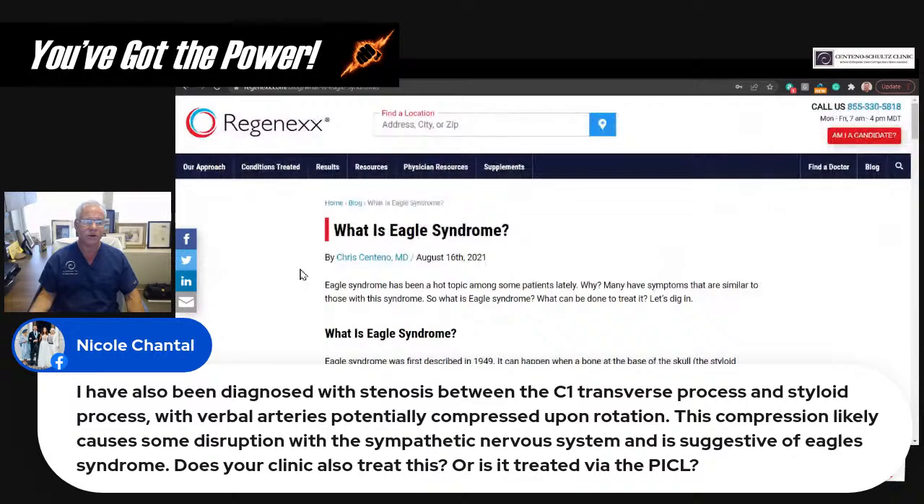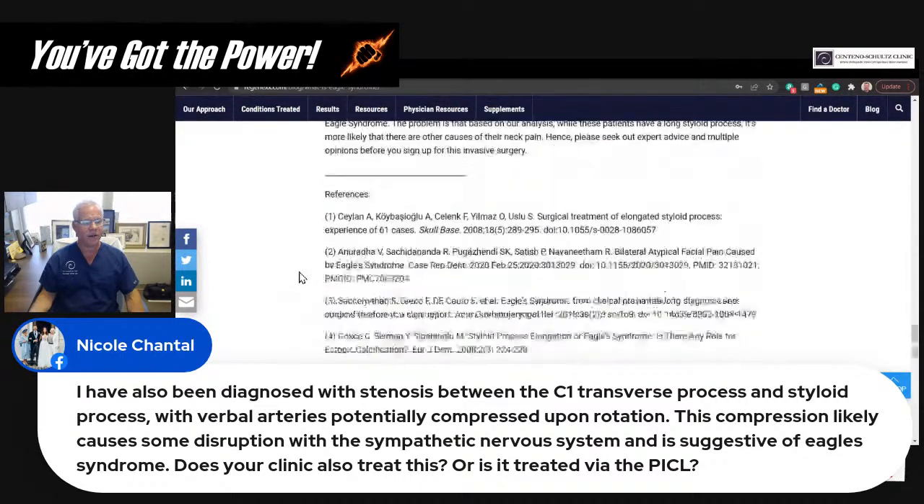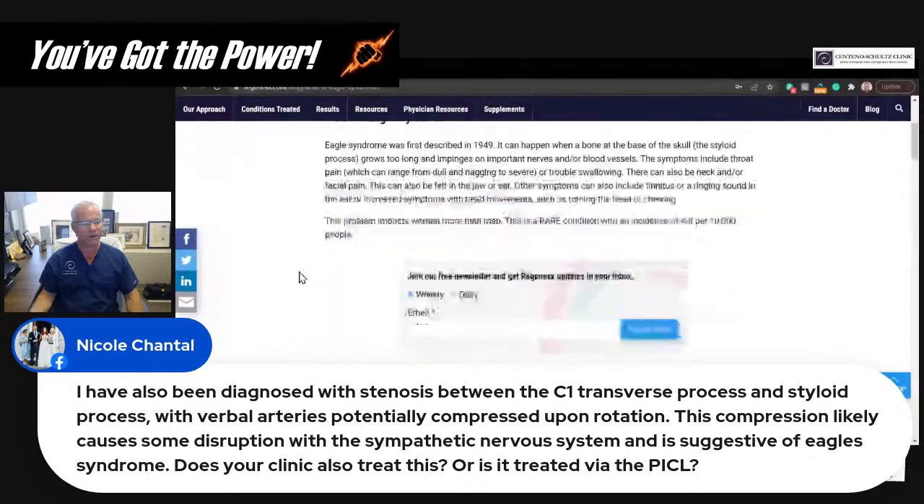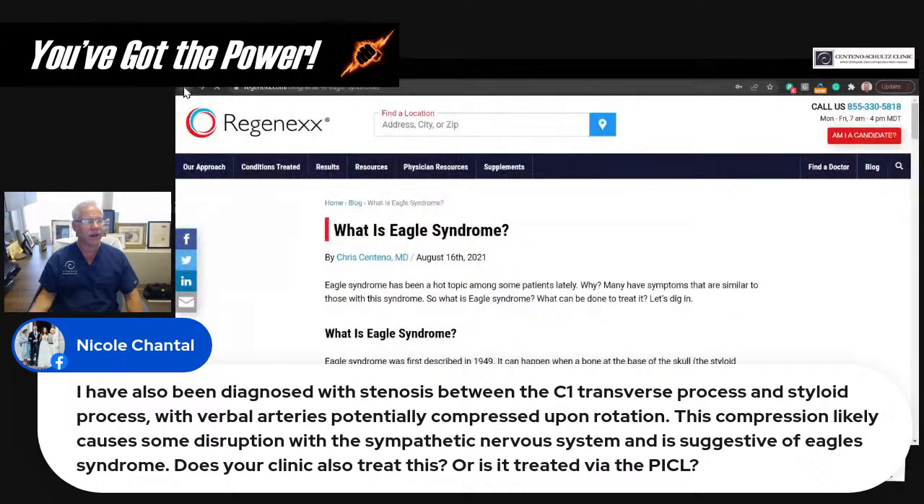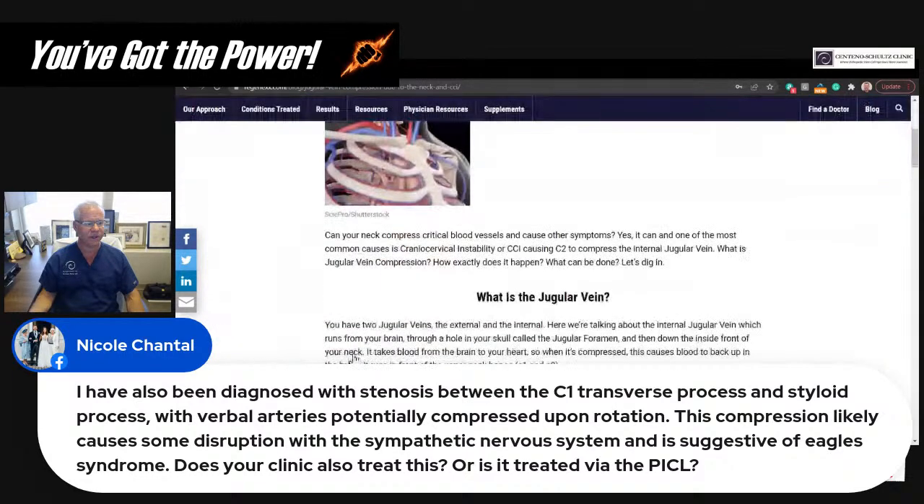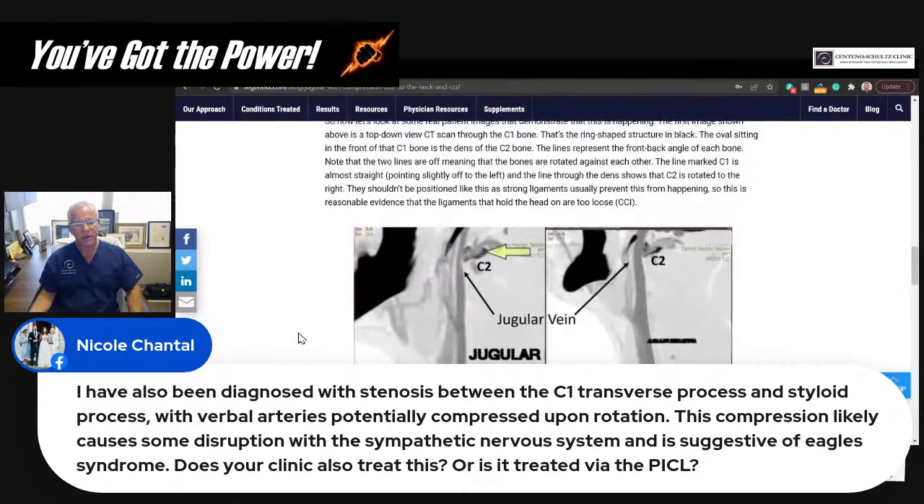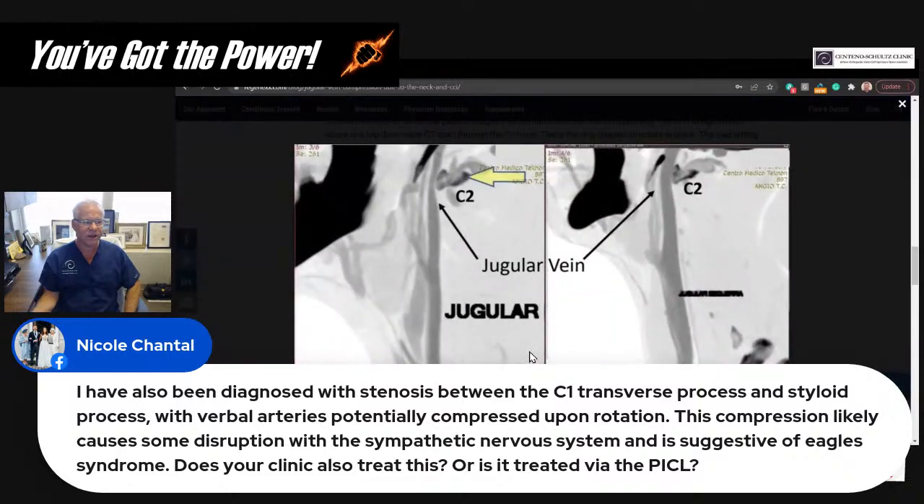So when it comes to Eagle syndrome, the concept here, and sorry guys, I'm going to have to go back in and add back some images there. Our web team regrettably kind of took out some images inadvertently. Let's see what we've got here. So here's something to look at. So we have here the C2, and we have the styloid here and other structures.